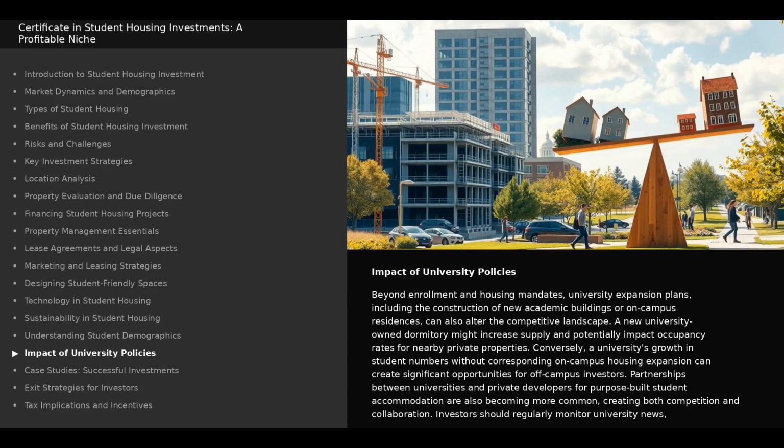Beyond enrollment and housing mandates, university expansion plans, including the construction of new academic buildings or on-campus residences, can also alter the competitive landscape. A new university-owned dormitory might increase supply and potentially impact occupancy rates for nearby private properties. Conversely, a university's growth in student numbers without corresponding on-campus housing expansion can create significant opportunities for off-campus investors.